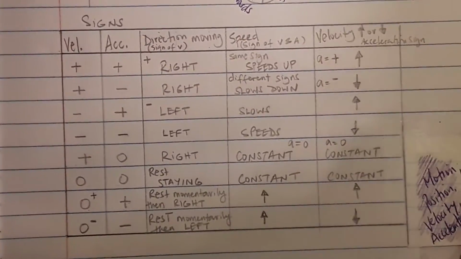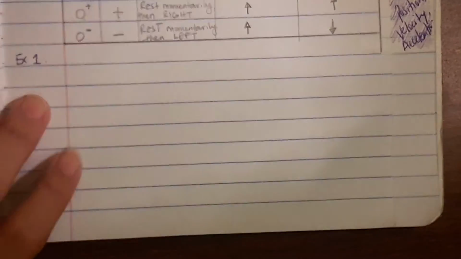So again, pause the video, see if you can do that table on your own, kind of like a quick summary. But now we're just going to take a look at some examples. So we're going to check it out in part 2.